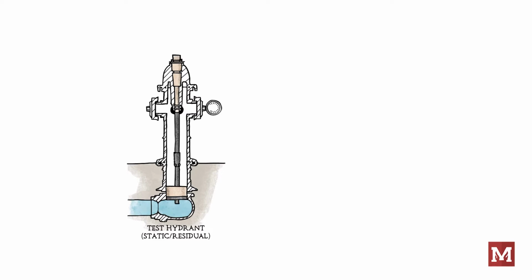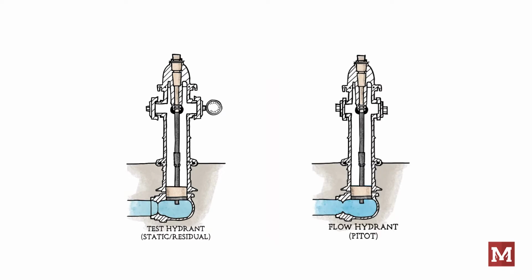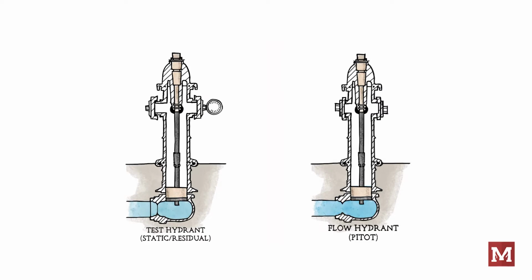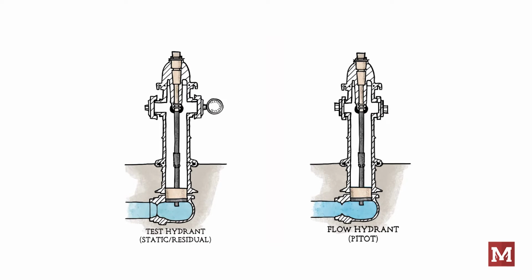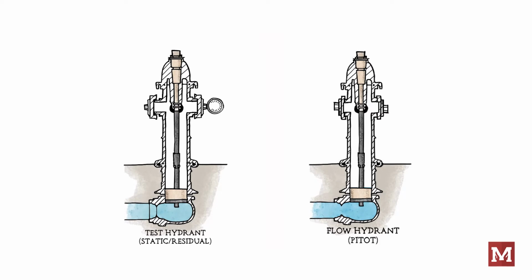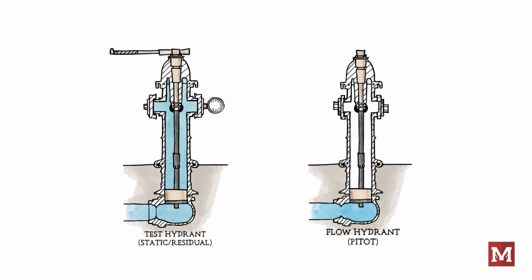We then have our flow hydrant, which we are using to flow water and see how the water supply reacts when there is a flowing condition. On this flow hydrant, we measure a pitot pressure so that we can estimate how much water we are actually flowing during our test. So our first step is that we open up and measure the static pressure from our test hydrant. Let's say in our test that the static pressure is 60 psi.